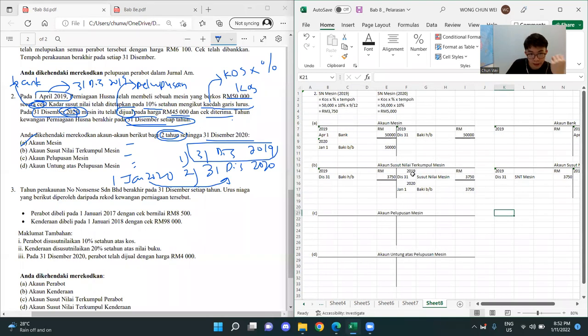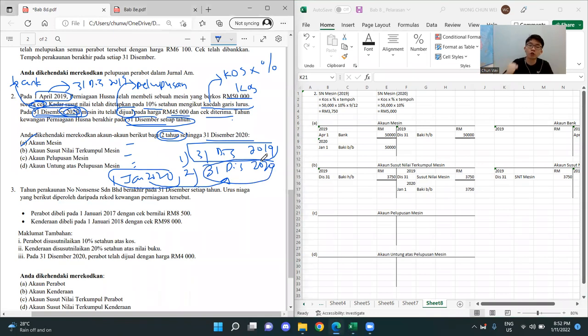Then now, pada 31st December 2020, kita jual machine ini. So when do we sell? We sell on 31st December 2020. Maksud from 1st January sampai 31st December 2020, apa yang berlaku? Kita ada guna. So when you are using the asset bukan semasa, as long as the asset bukan semasa is dengan kita, kita mesti susut nilaikan. Therefore, before you sell, we have to susut nilai it for the whole 2020. That's why we do this one.